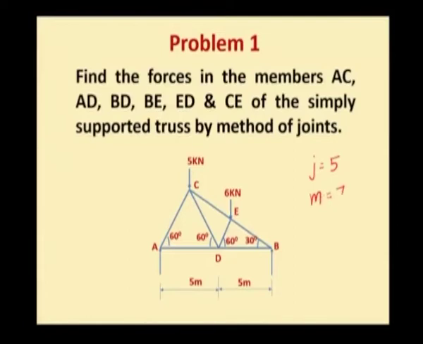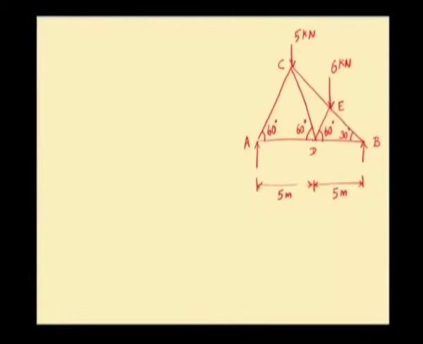So, M is 7. Now, for a perfect frame or a statically determinate frame or truss, the following equation should be satisfied. That is, number of members M should be equal to 2 times number of joints minus 3. So, here M is 7, which should be equal to 2 into number of joints 5 minus 3. So, it is satisfying this condition and hence this truss is a statically determinate truss, and hence the unknown member forces can be determined by applying the conditions of static equilibrium. Now, we shall see the solution.